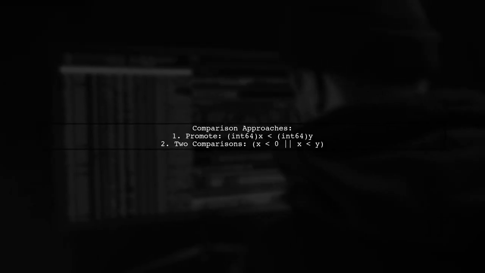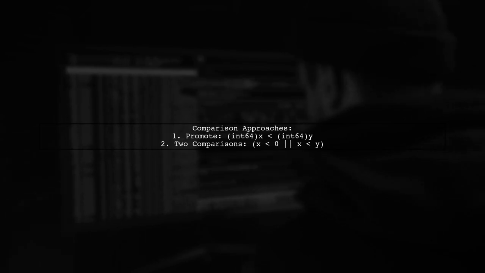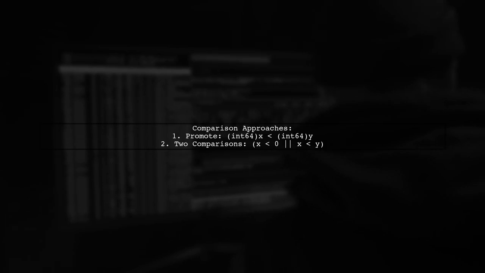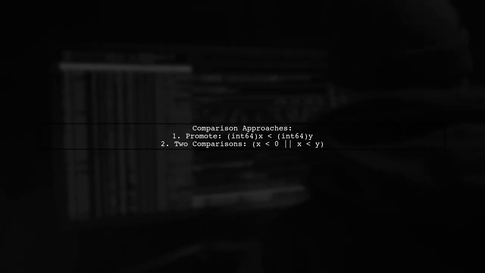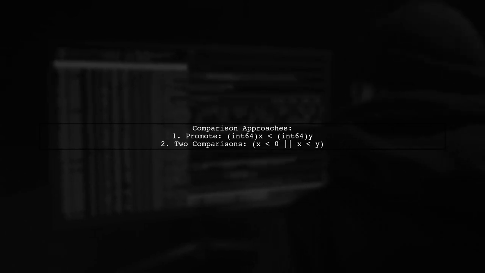Let's consider the comparison scenario where we have an integer x and an unsigned integer y. We need to determine the most efficient way to compare these values. One approach is to promote both to a larger signed type, like int64.